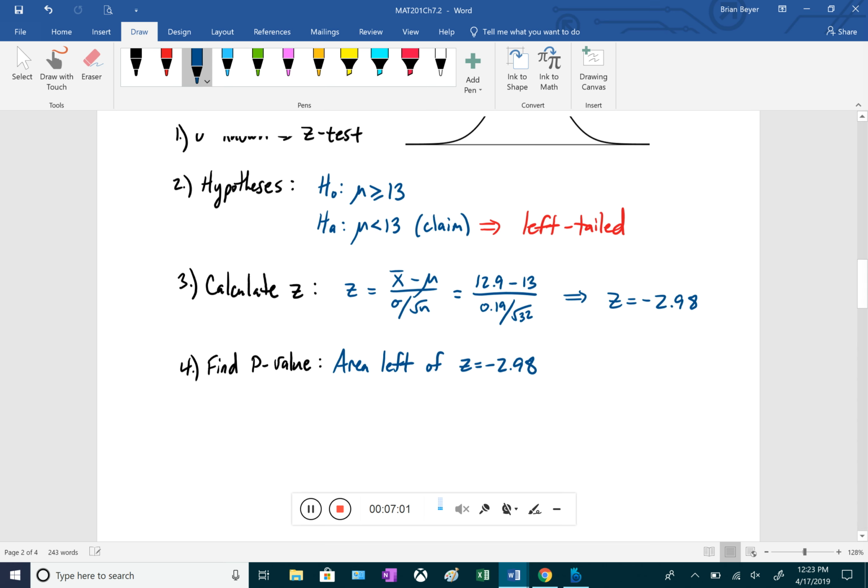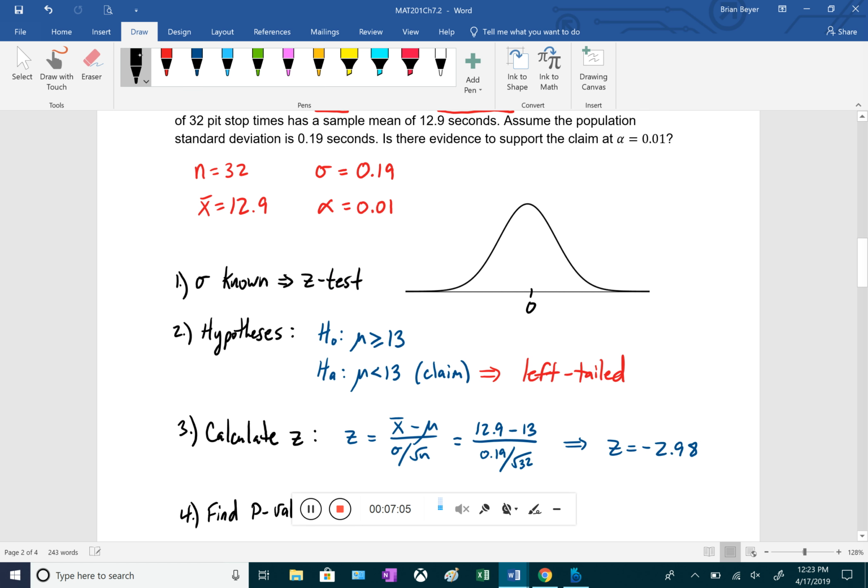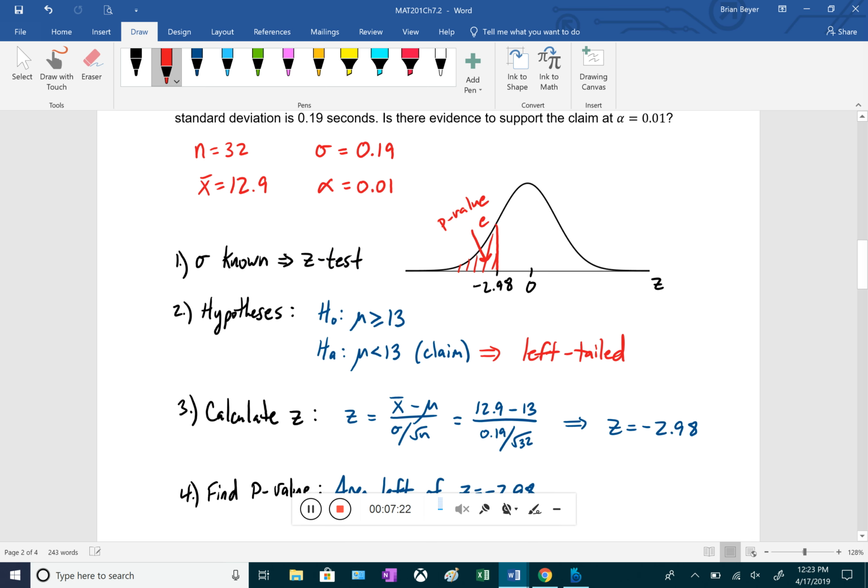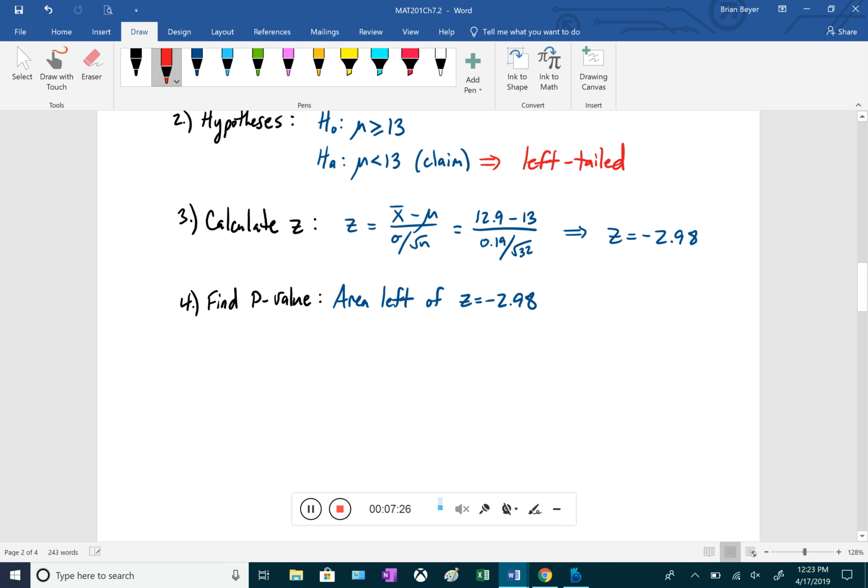So going up here to the curve, we're on the z-curve, the standard normal curve. We have a z-score of negative 2.98, and we are trying to find this area to the left of it. And that's going to be the p-value. The area to the left of z equals negative 2.98 is directly on the z table, and that gives us a p-value of 0.0014. Okay, so that's our p-value.